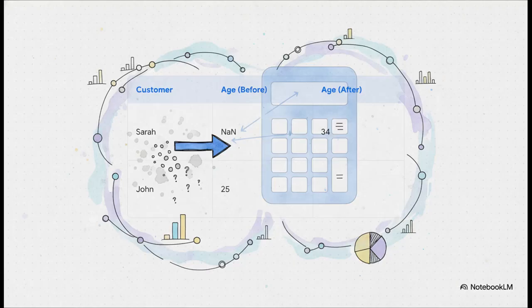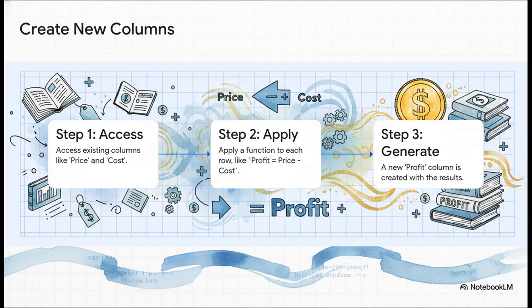Okay, let's go back to that missing age we spotted earlier. A really common technique here is to just fill in that blank spot, that NaN, with the average age of all our other customers. And just like that, with one simple move, our data set is way more complete and ready for analysis. Wrangling isn't just about cleaning either.